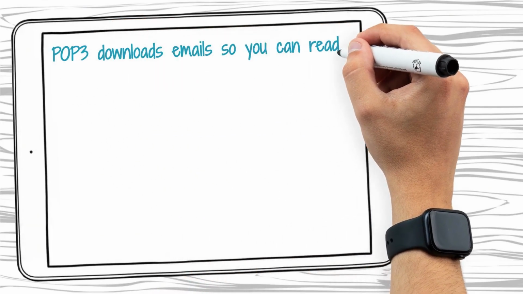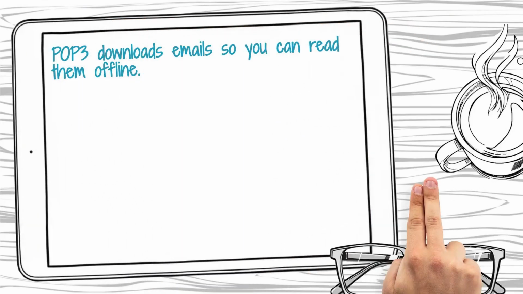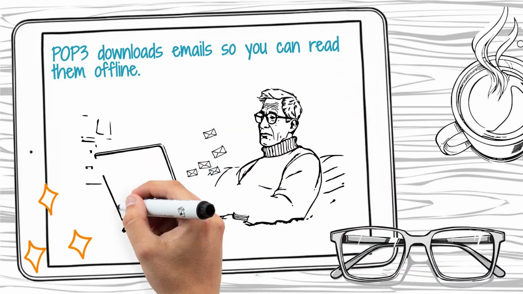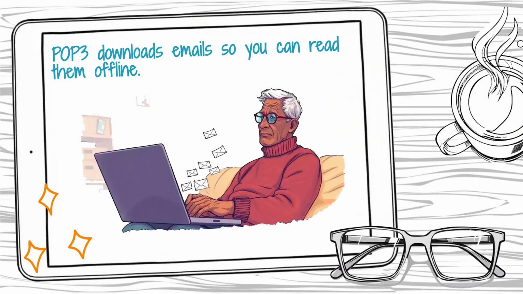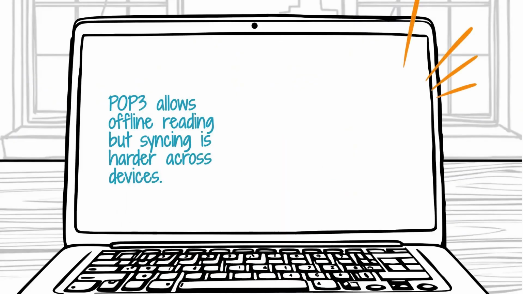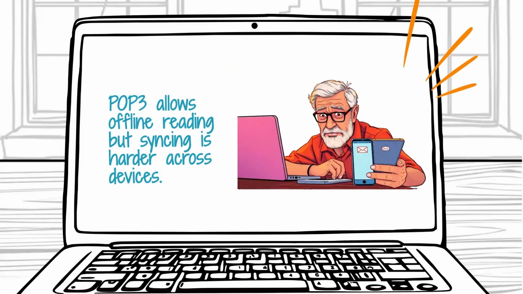POP3, Post Office Protocol version 3. POP3 is used to receive emails. It downloads messages from the mail server onto your device and usually removes them from the server afterward. This allows users to read emails offline, although it can make syncing multiple devices more difficult.